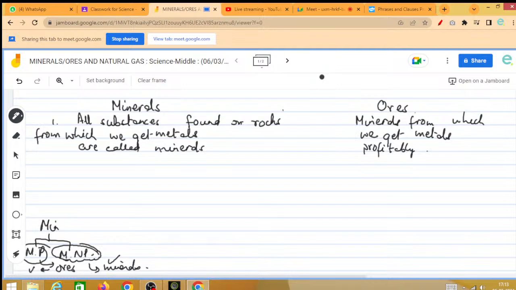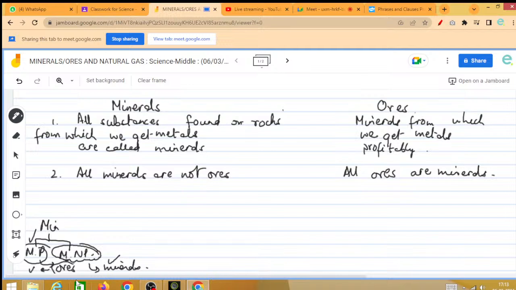because there are some that are ores, from which we get metals profitably. There are others from which we do not get. So all minerals are not ores. Obviously only some of them are ores. But all these ores are minerals only. All ores are minerals. Understood? Because ores are a type of minerals, the type from which we can extract metals profitably.